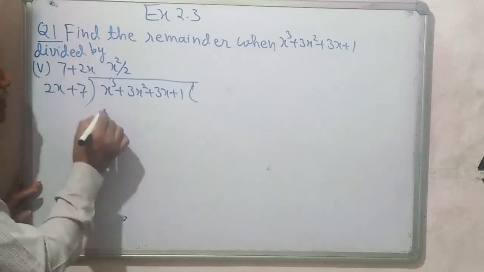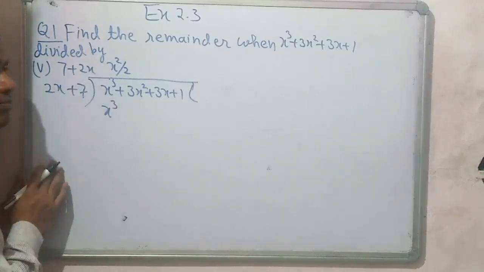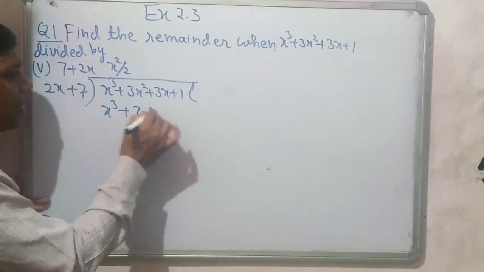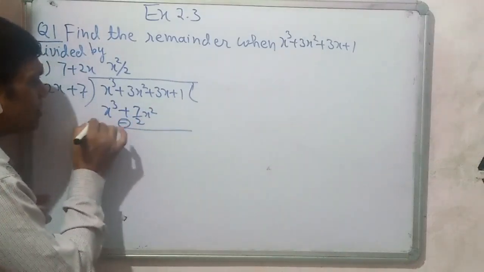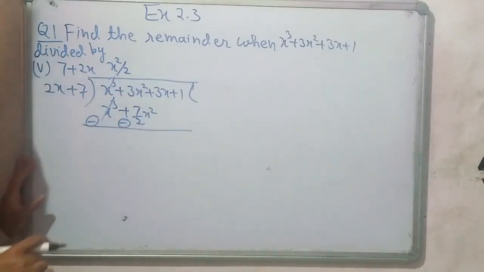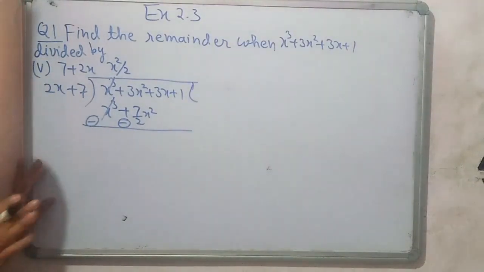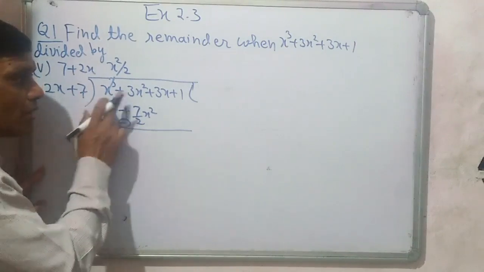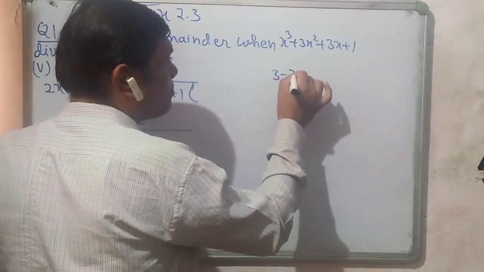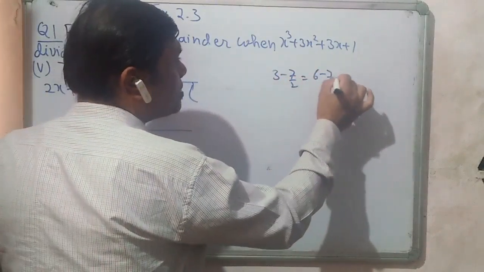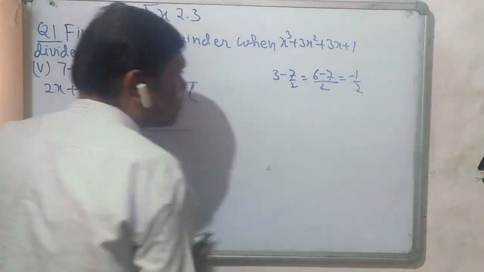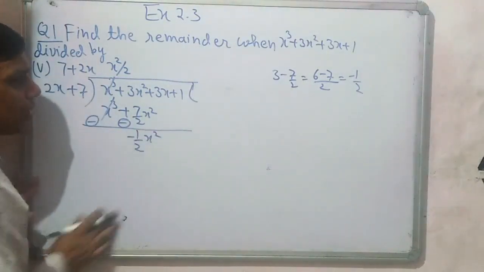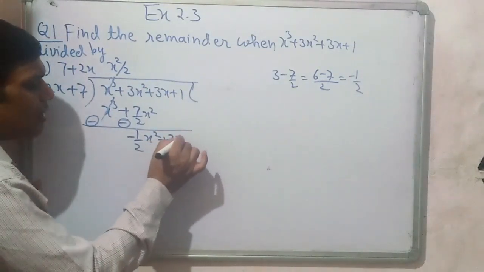x square upon 2 into 2x gives us x cube plus 7 upon 2 x square. Change the signs. Cancel x cube. Now what we are getting is 3 minus 7 upon 2. This should be 6 minus 7 upon 2, or minus 1 upon 2. Right? So we get minus 1 by 2 x square. Copy down the remaining 3x plus 1.